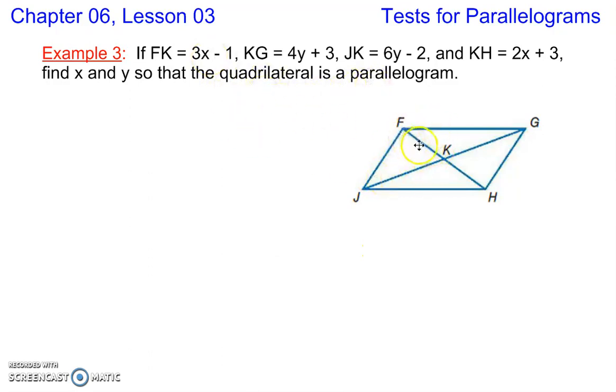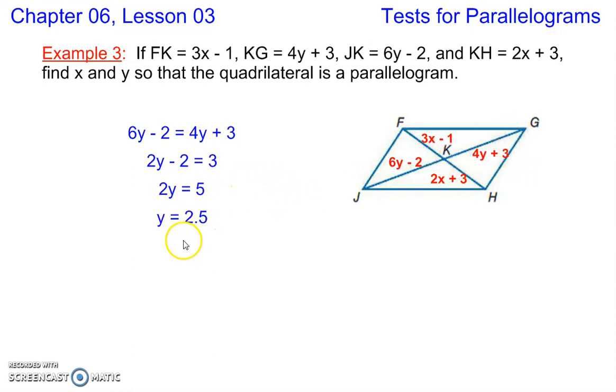Now let's label them in here so you have a visual. Okay, so we know this segment and this segment. In order for this to be a parallelogram, the diagonals have to bisect each other. That means we will set these equal because the segments have to be equal. So 3x minus 1 is set equal to 2x plus 3. And solve that for x, we get x equals 4. Same thing here, set these two segments equal: 6y minus 2 is equal to 4y plus 3. Solve that and we get y equals 2.5.